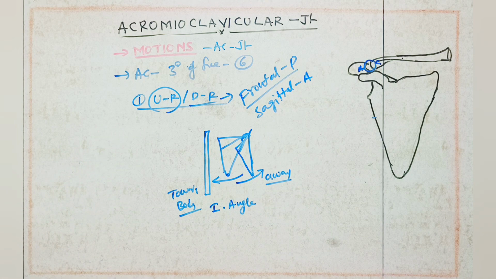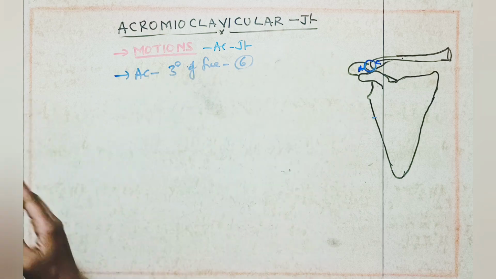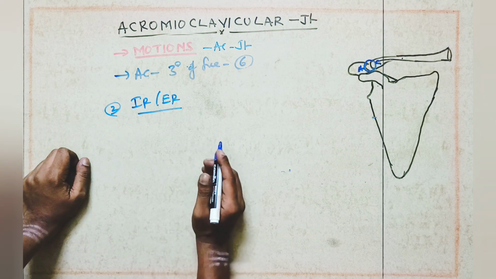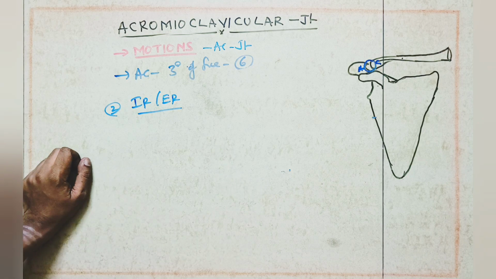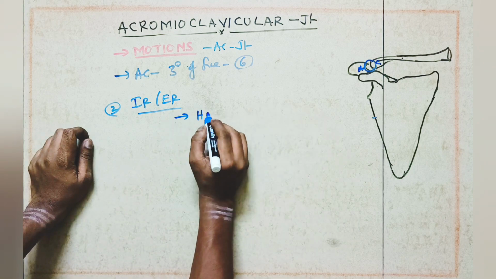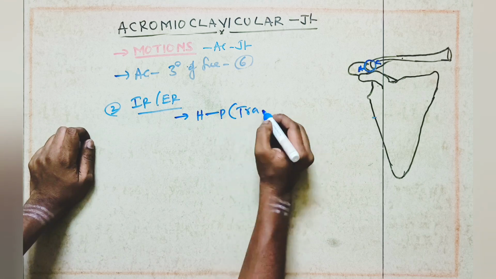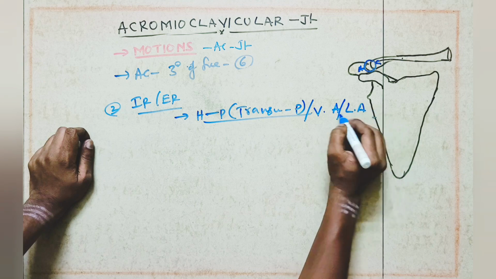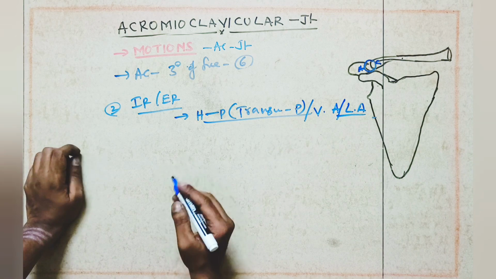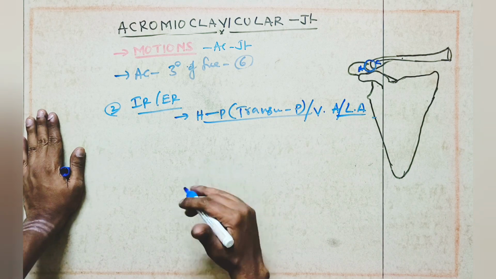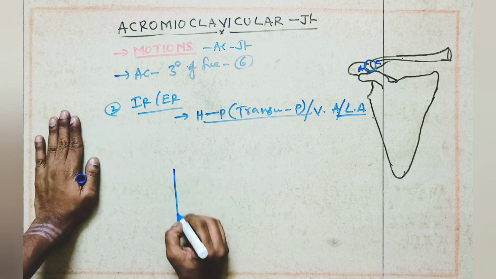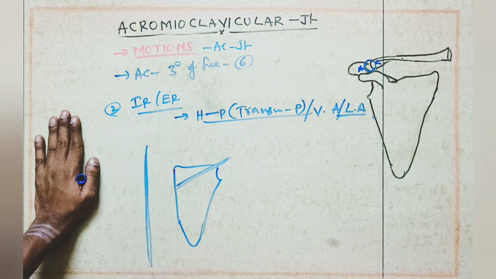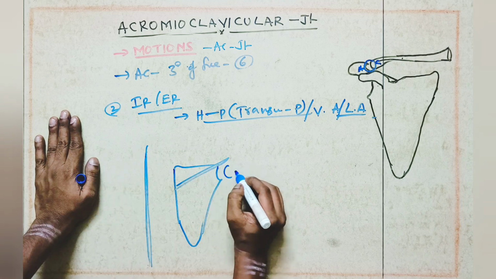Now we will see internal rotation and external rotation. These two movements happen in the horizontal plane, nothing but the transverse plane, so the axis is the vertical axis, also called the longitudinal axis. To understand this, we take the scapula line. This is our scapula, this is the glenoid cavity, this is the midline of the body, otherwise the thoracic spine, and here we have the head of the humerus.